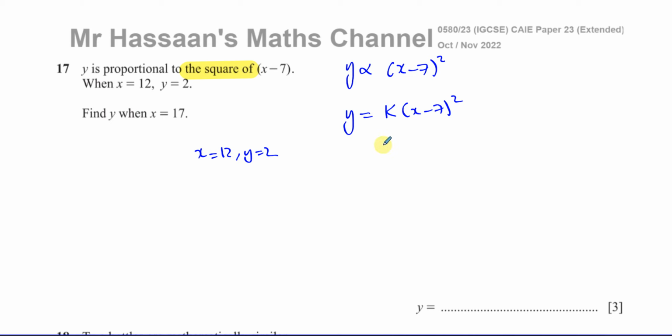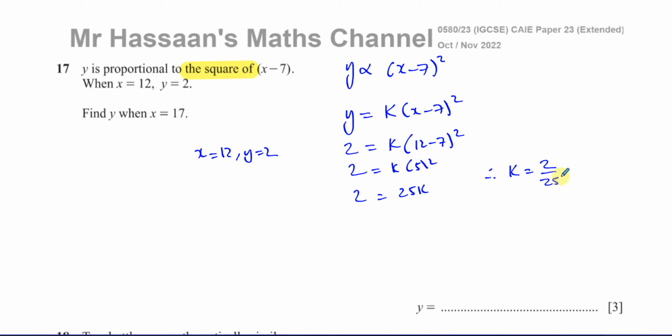So first we have to find what k is. We're going to replace the y with 2 and the x with 12. So you end up with 2 equals k times 5 squared. So you have 2 equals 25k. So k is therefore equal to 2 over 25. I'll leave it in that form.